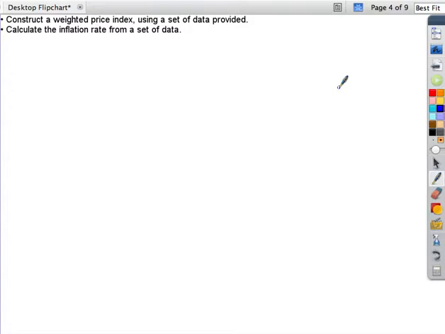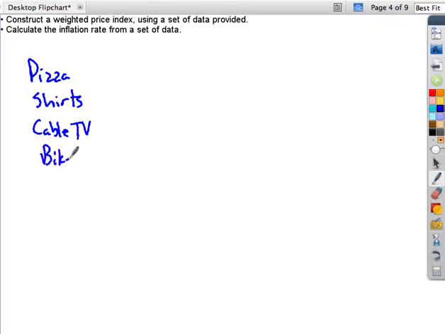All right, now this is going to take just a bit, but we want to construct what they call a weighted price index. And so here's how price indexes or indices work. All right, and so we're going to take a couple of different items. This is going to be our market basket. We're going to have pizza, and we're going to have shirts, and cable television, and bike tires. All right, we'll leave it at that. And then, so this is our market basket.